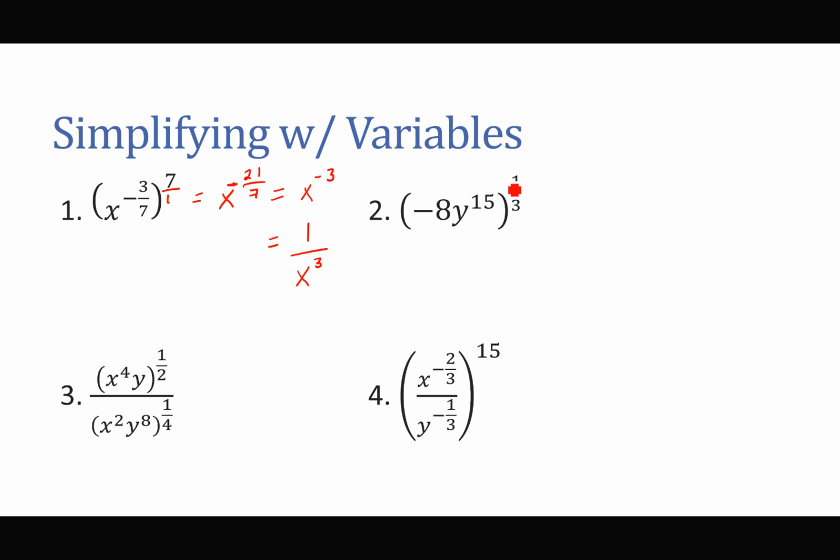Number 2. All right, this 1/3 power is being applied to the 8, but it's also being applied to this y to the 15th. So really, I have negative 8 raised to the 1/3, times y to the 15 times 1/3, so 15/3. Negative 8 to the 1/3, that's the same thing as taking the cube root of negative 8, which is negative 2. y to the 15 over 3, that would be y to the fifth.